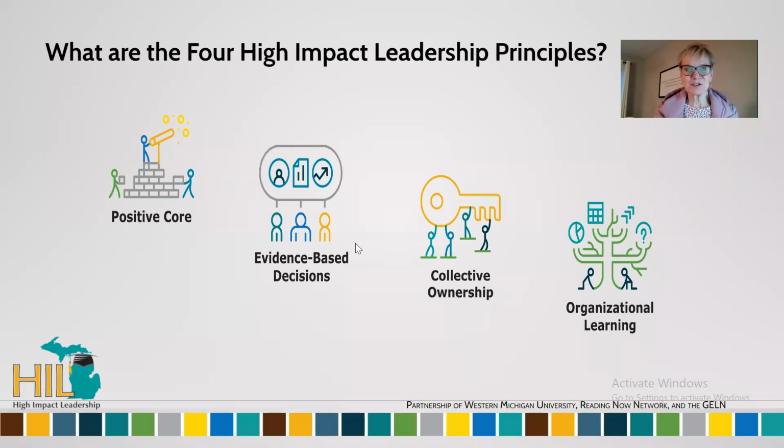The 4 high impact leadership principles then are to have a positive core, and with that, we're going to include the growth mindset. Secondly, evidence-based decision making, and with that, we're really going to study carefully our data, our children's data. And then thirdly, with the collective ownership, we're going to emphasize how important it is for every grade level to understand and to own the standards and to teach them with some consistency for the children. And then lastly, to help us to organize our buildings, tools and resources and PD so that all the teachers, whether they're veteran or new, are supported, and then the children are also.